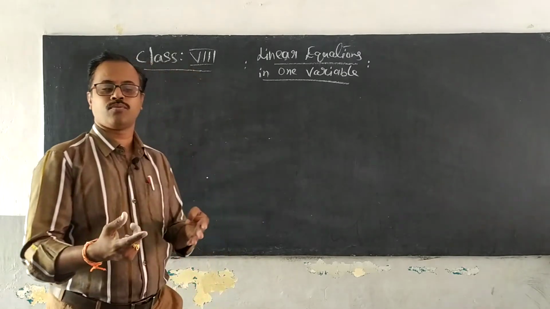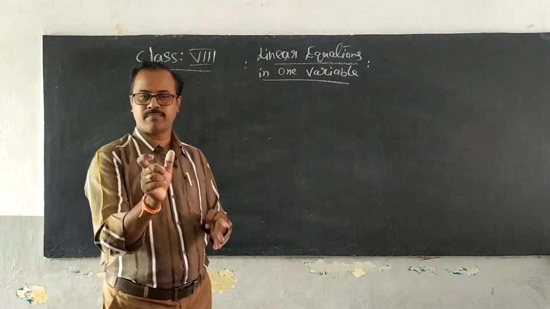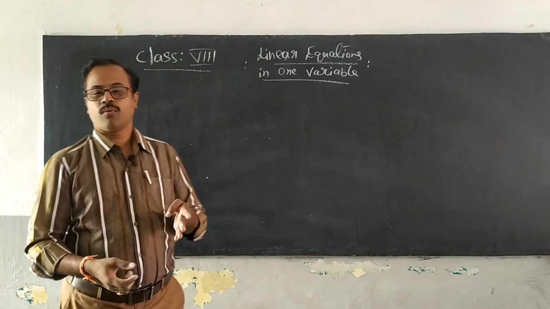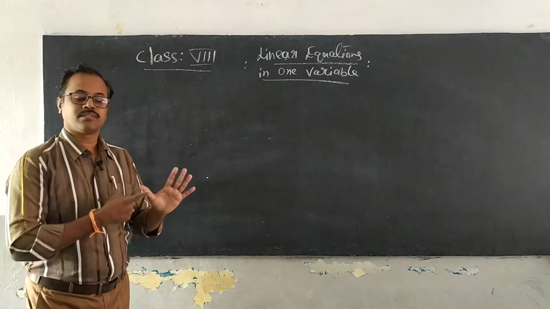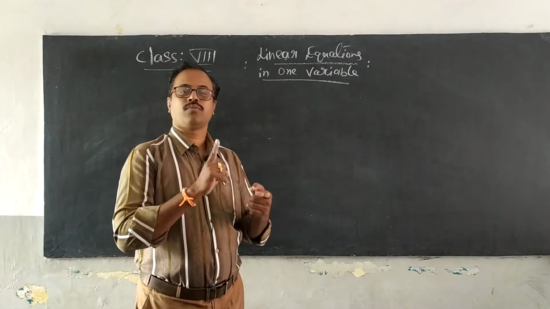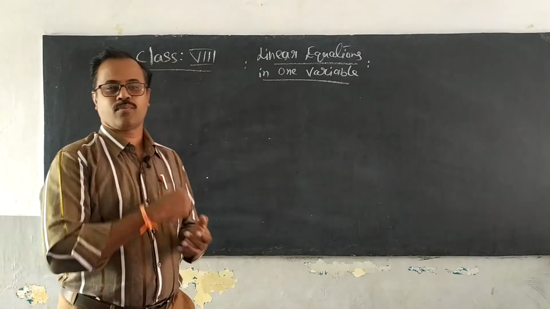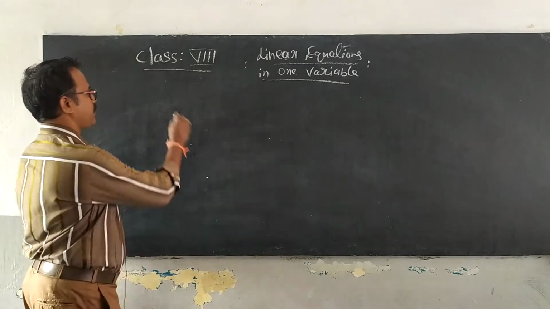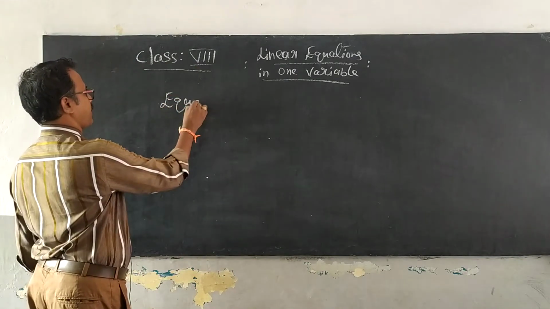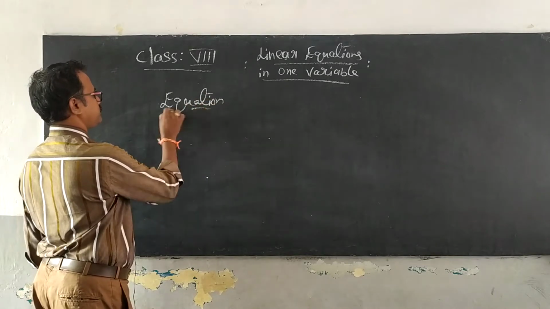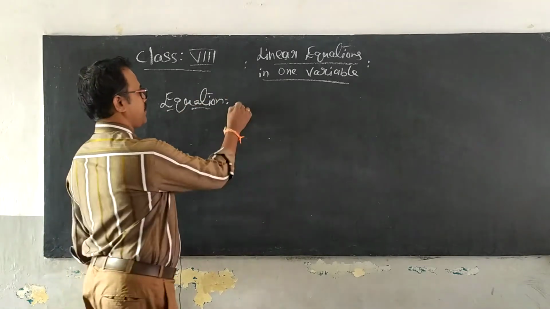After that I said what is meant by a term. After that we learned what is meant by an expression. Then we went to learn what is meant by an equation. Here I repeat once again what is meant by an equation. So what is an equation?